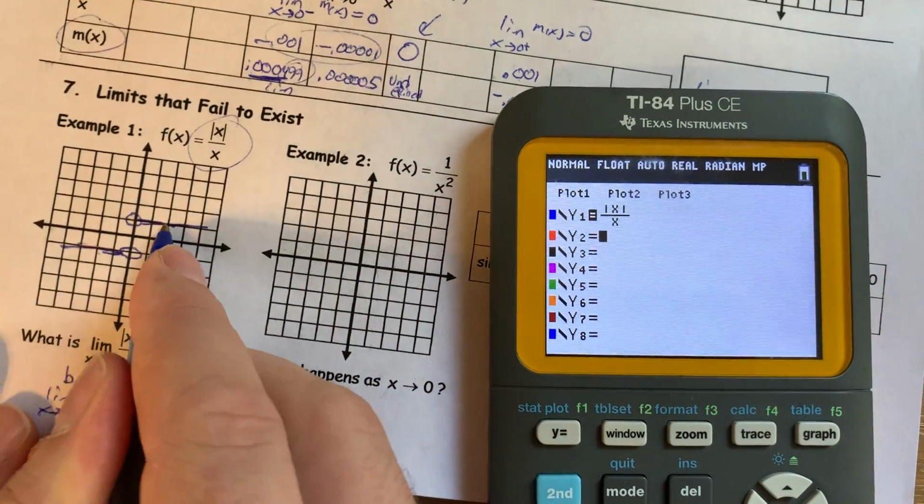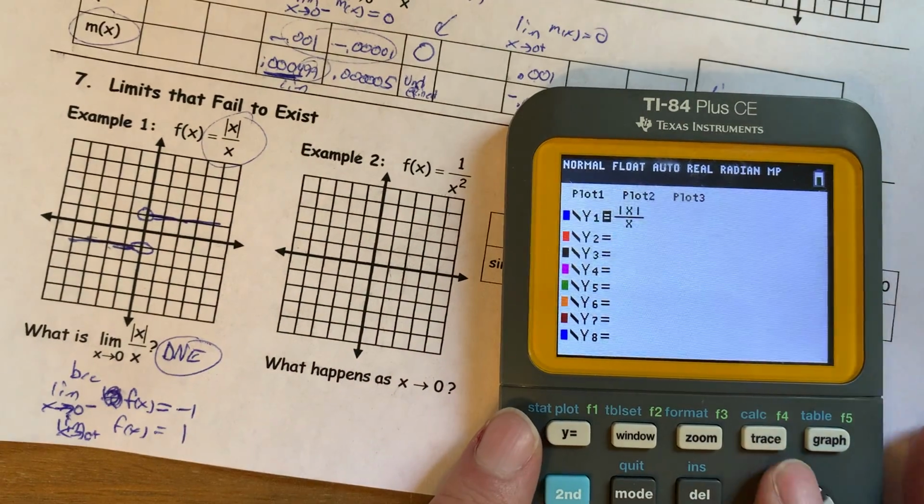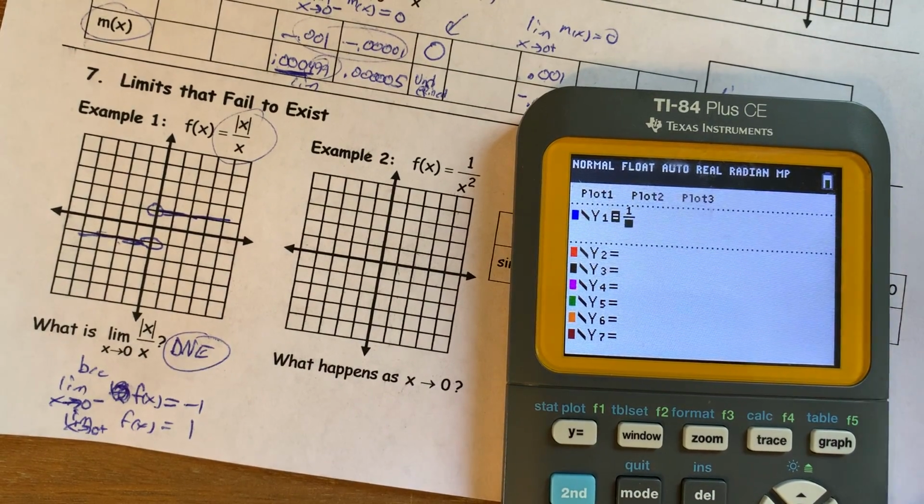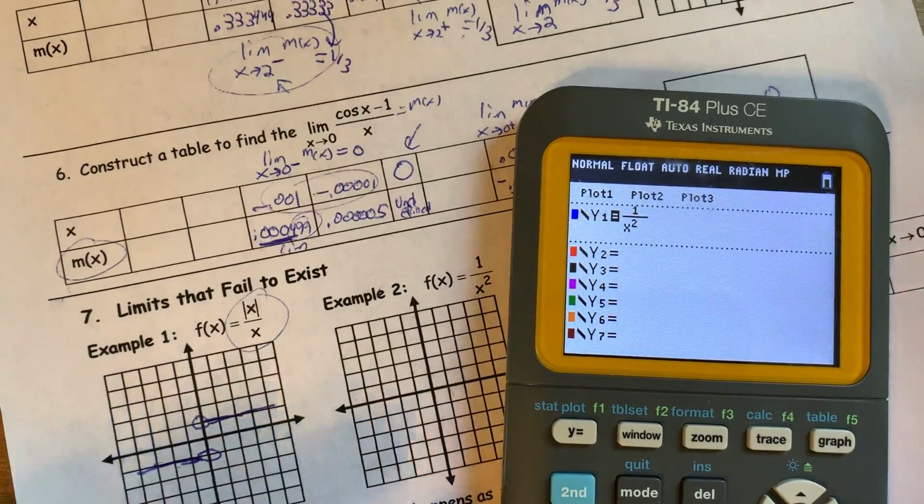And so the limit from the left and the limit from the right weren't the same. This one's super weird. I love it. Y equals, this is one you should almost be familiar with from pre-calculus. Maybe you should be familiar with it.